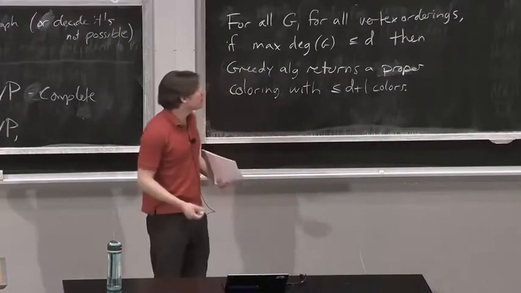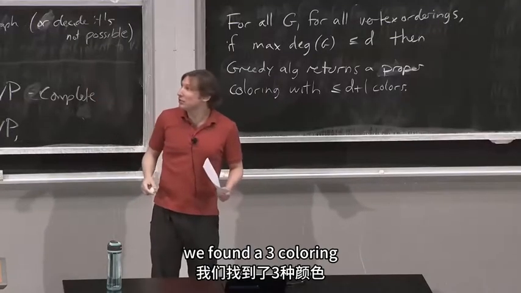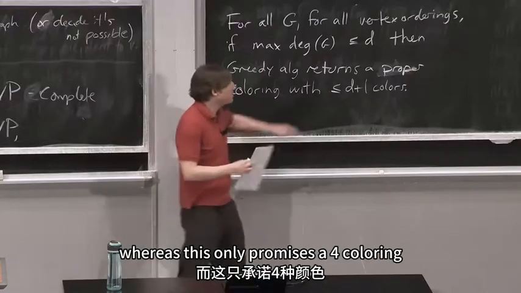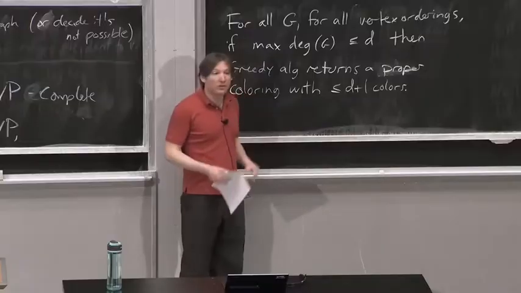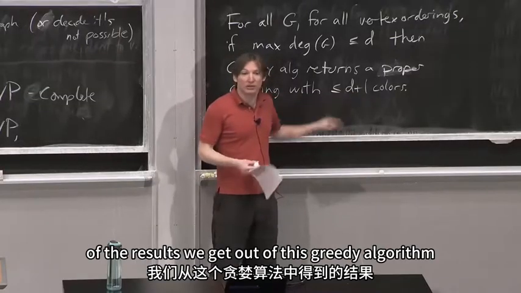All right? It's not necessarily optimal. In this graph, it wasn't optimal. We found a 3 coloring, whereas this only promises a 4 coloring. But at least it's some measure of quality of the results we get out of this greedy algorithm.